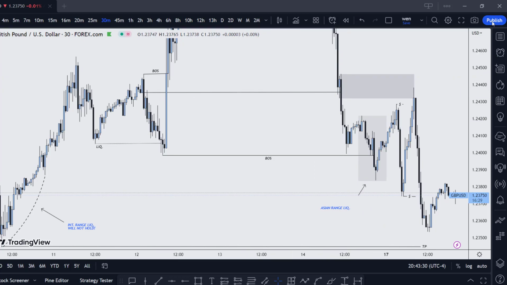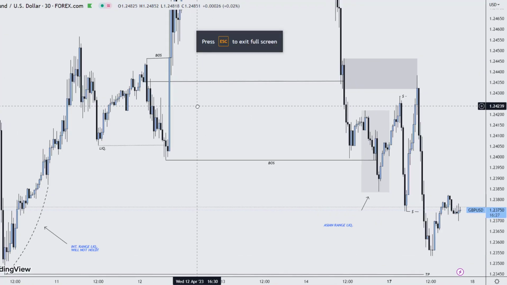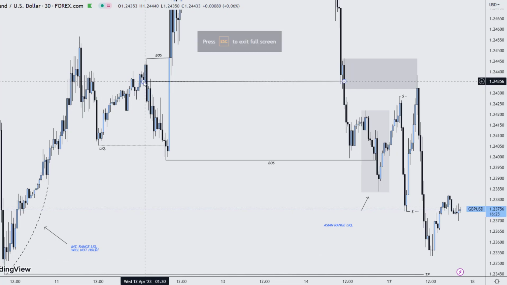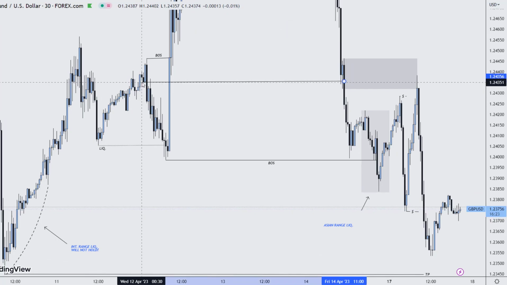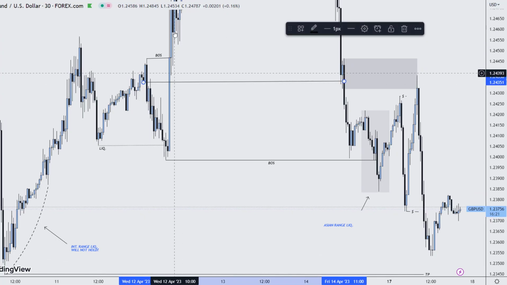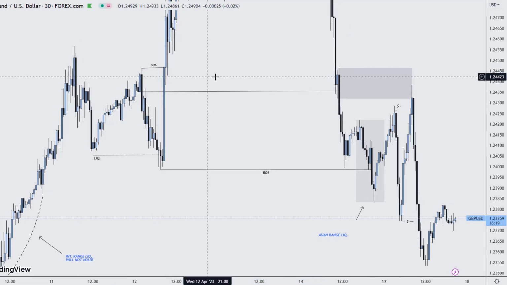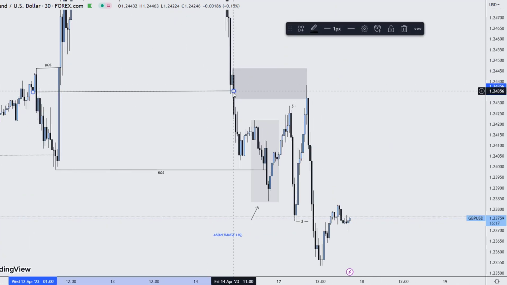I just like to add a few confluences to my trading also. This is a bearish engulfing that got broken right here by this big bullish engulfing candle. So I just extended it.